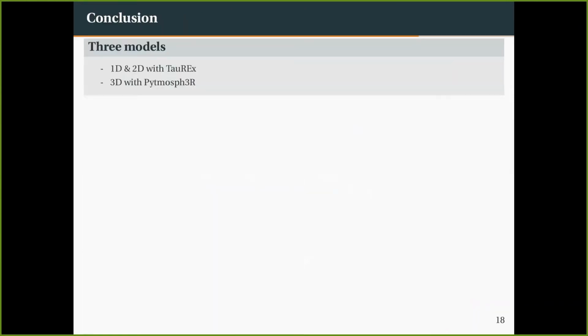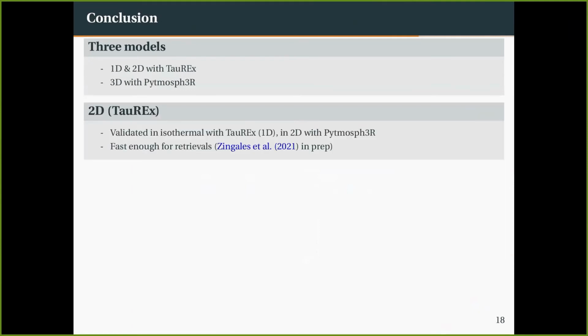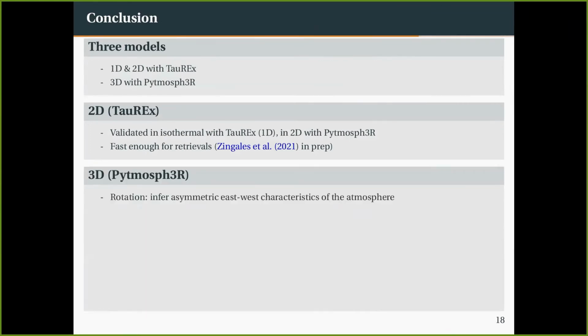So as a conclusion, we had 3 models that we presented in this talk, of which the 2D model can be used for retrievals. But it's not enough to study 3D problematics, let's say, in which case we need a full 3D model, which is an atmosphere, with which we can, for example, study the rotation of the planet.